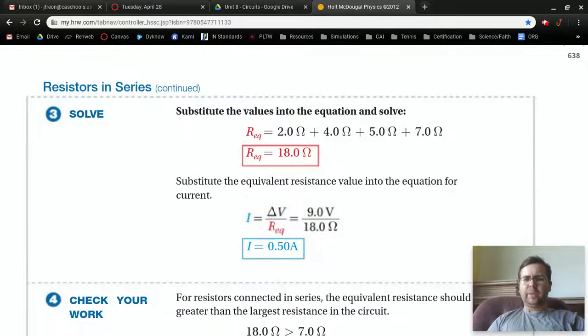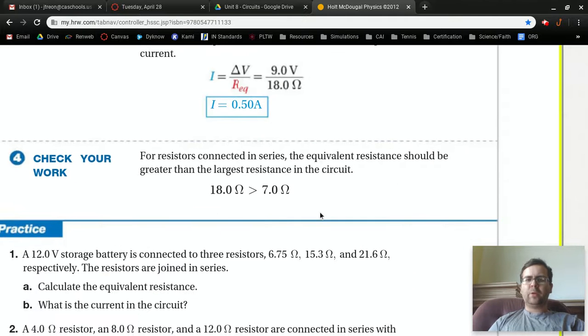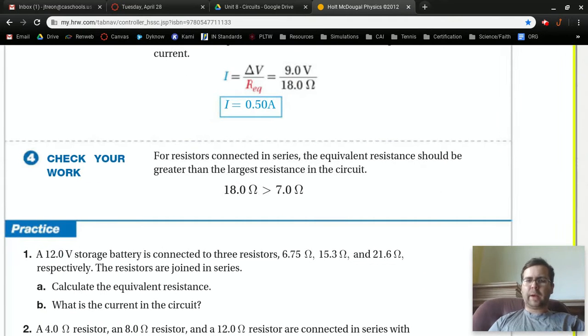And then to find the current, you take the voltage and you divide it by the equivalent resistance. Right? I equals V over R. That's another version of Ohm's law. So 9 volts divided by 18 ohms. The current is 0.5 amps. So that's it. As simple as that.